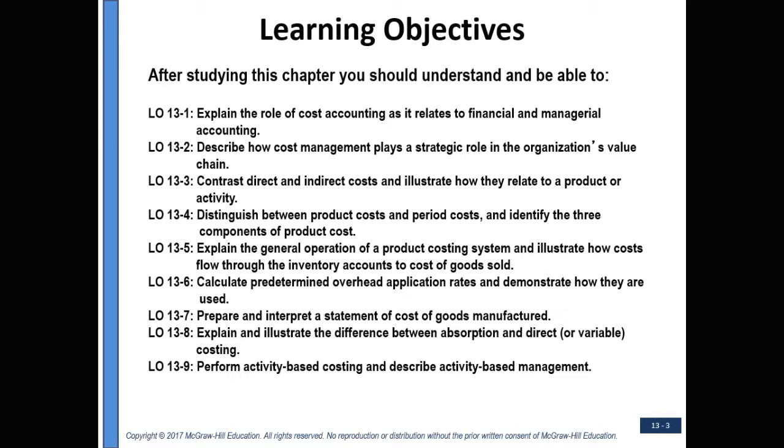Explain the general operation of a product costing system and illustrate how costs flow through the inventory account to cost of goods sold. Calculate predetermined overhead application rates and demonstrate how they're used. Prepare and interpret a statement of cost of goods manufactured. And explain and illustrate the difference between absorption and direct or variable costing. And perform activity-based costing and describe the basics of activity-based management.